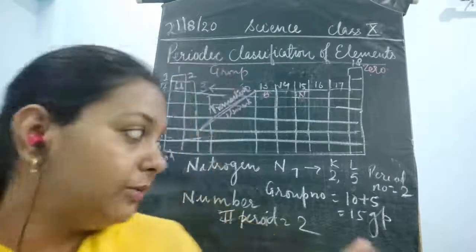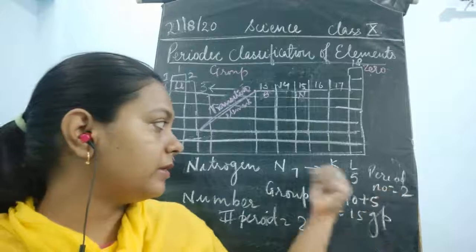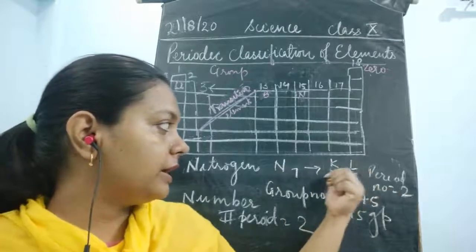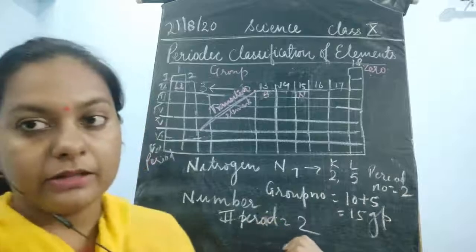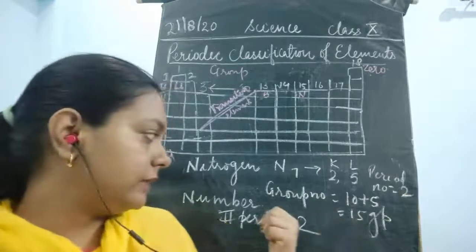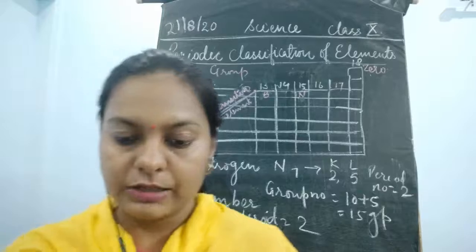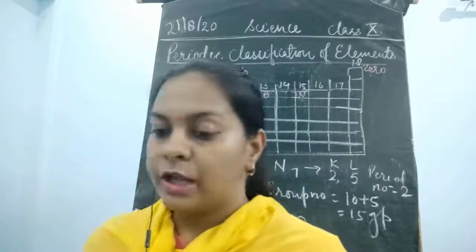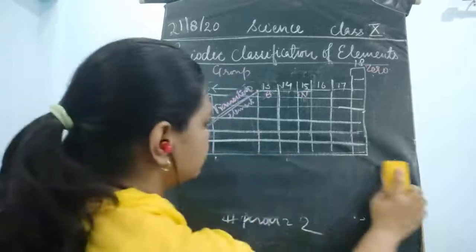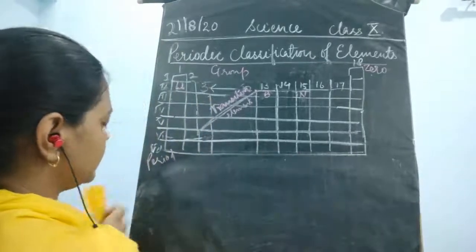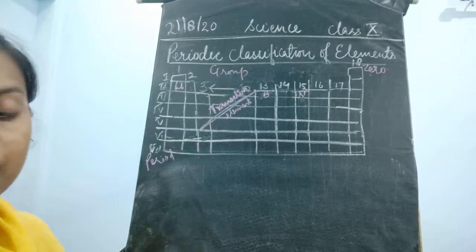As we are counting, the period number is decided by the number of shells, which is 2 in number, so any element belonging to the second period would have 2 shells. Okay, so these types of questions could also come. Now the next question, we'll place some more elements and then afterwards solve this. The next question would also be a numerical part.